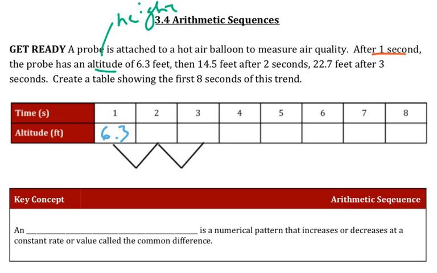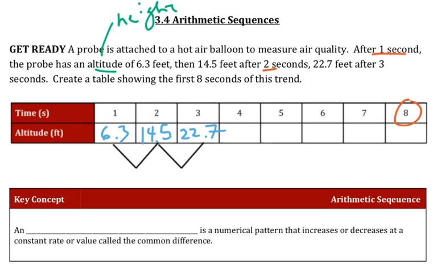Then 14.5 feet after 2 seconds. The only thing going here is trying to trip you up by changing the order in which they tell you things. 22.7 feet after 3 seconds. Create a table showing the first 8 seconds of this trend.